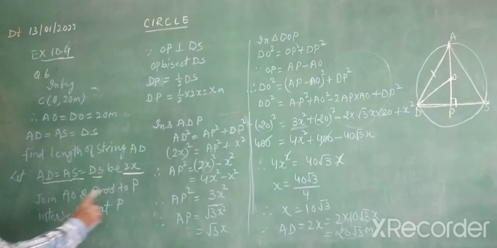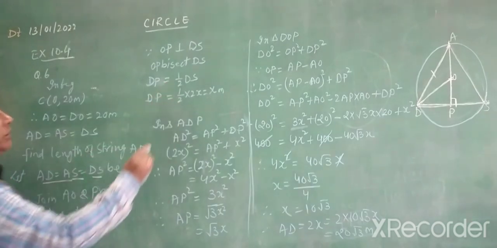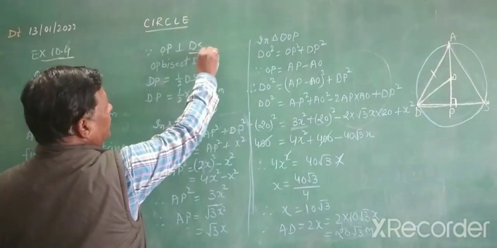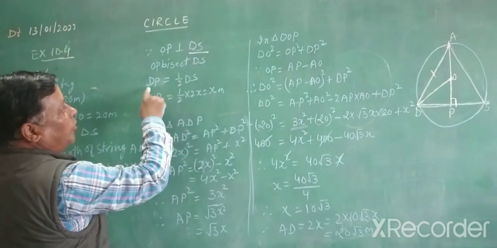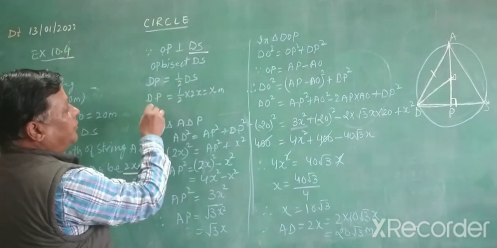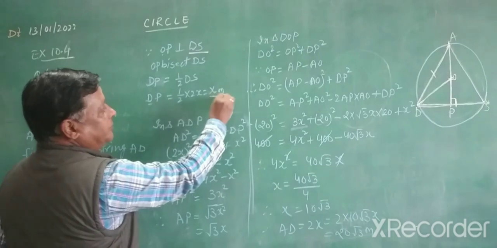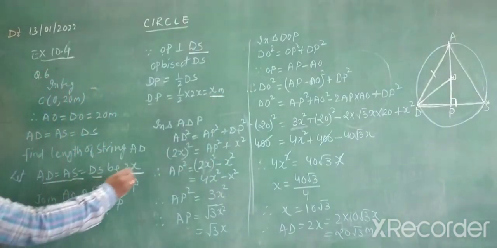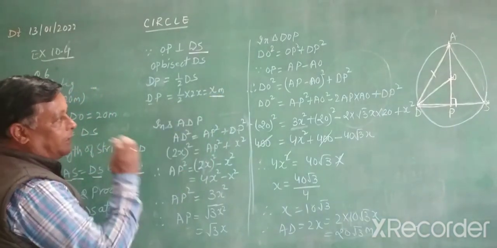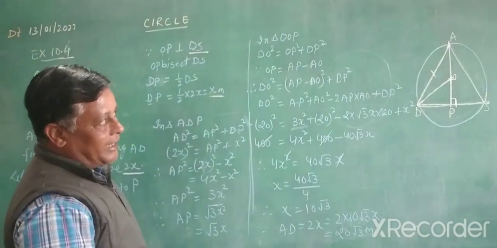Then join AO to this. I will explain this. OP is perpendicular to DS and OP bisects DS. So DP is half of DS. So the value of DP is x meter. Okay, we are taking the value in meter. Now we will take the bigger triangle ADP.